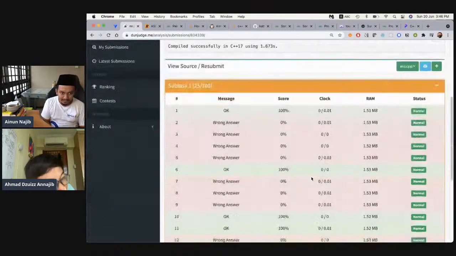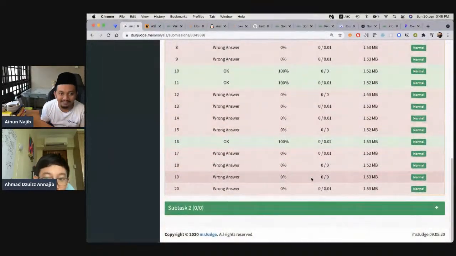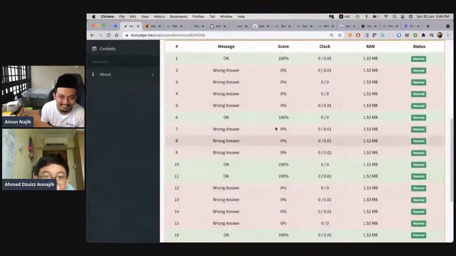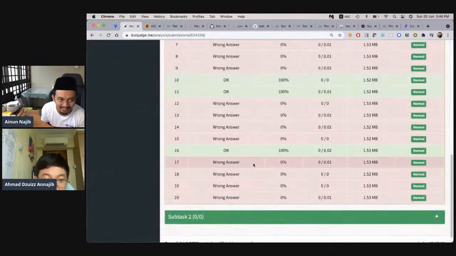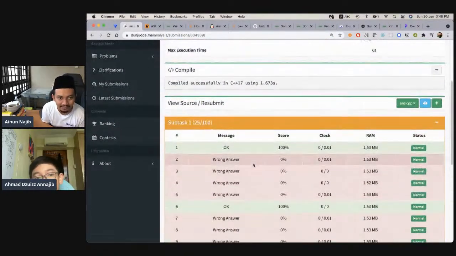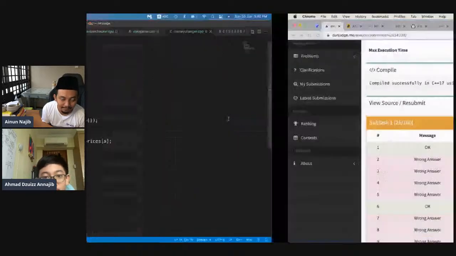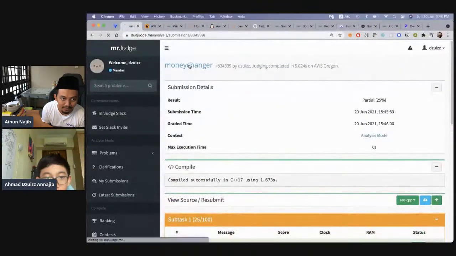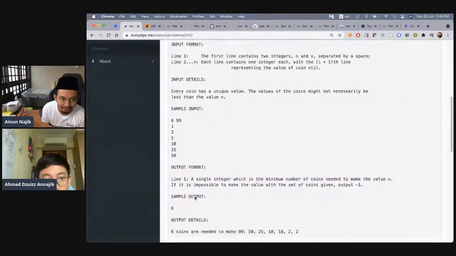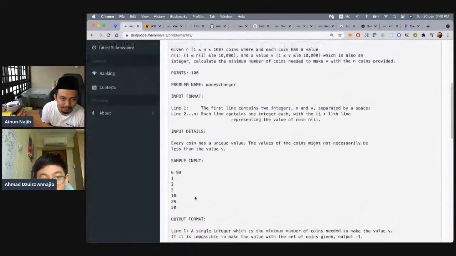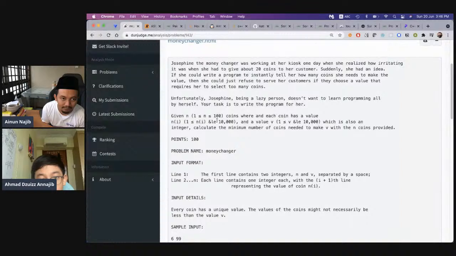Oh, still wrong. Okay, let's see. Can you check the integers, all the limits? No, I mean in the problem. What are the worst case? Limit 10,000, 10,100. What's LE? Less than. It's a bug. Less than or equal, sorry. LE, less than or equal.